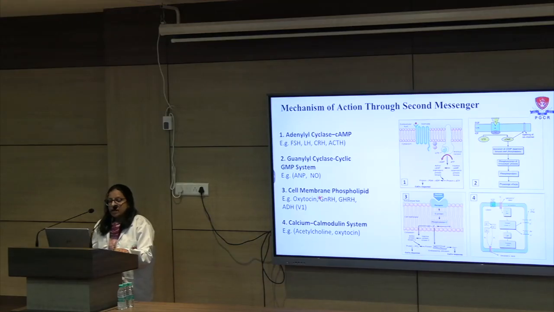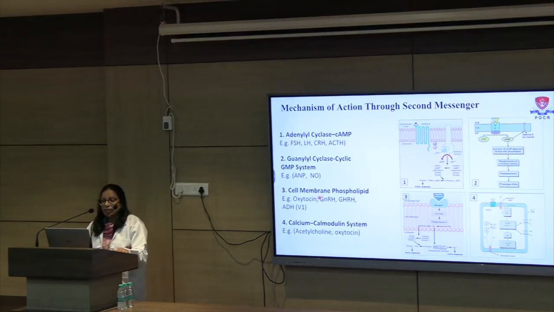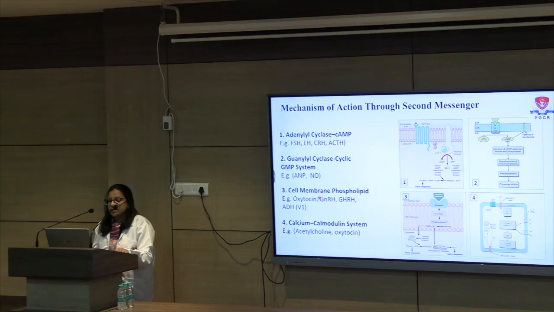Third is activation of cell membrane phospholipids that include inositol triphosphate and diacylglycerol. Example of this mechanism is oxytocin, growth hormone releasing hormone, and fourth is the calcium calmodulin system. In this, acetylcholine and oxytocin work by this mechanism.